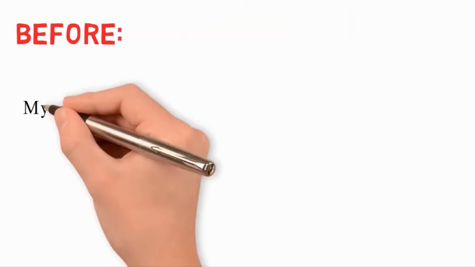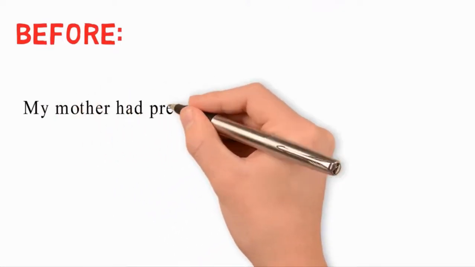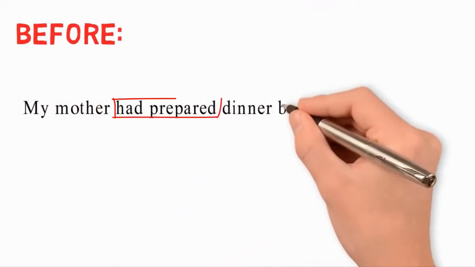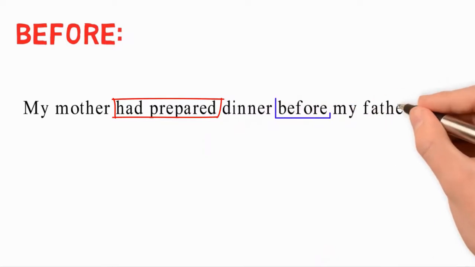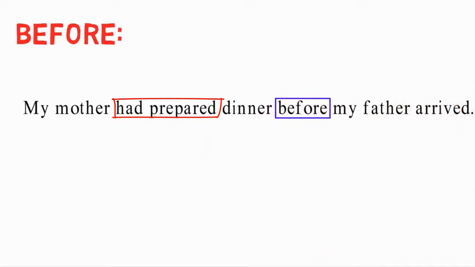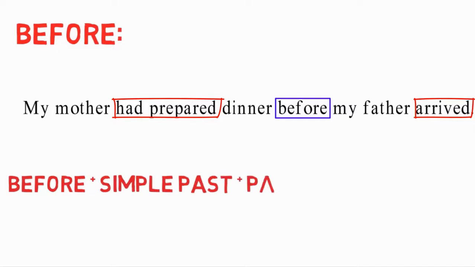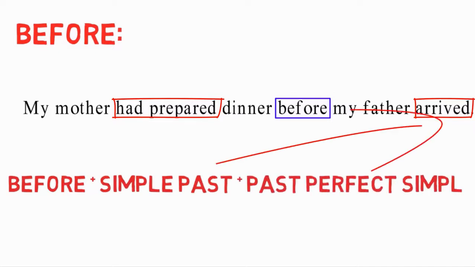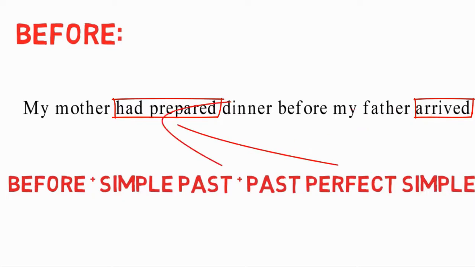Before. My mother had prepared dinner before my father arrived. Again here, before is followed by simple past as the first verb. The second verb is followed by past perfect simple.